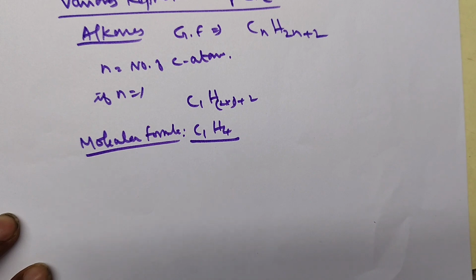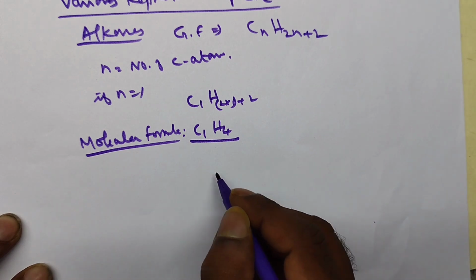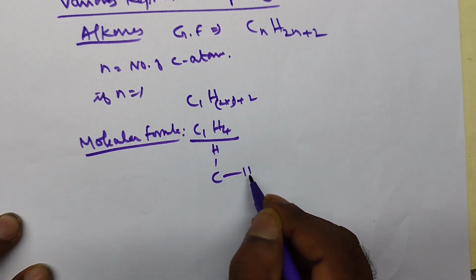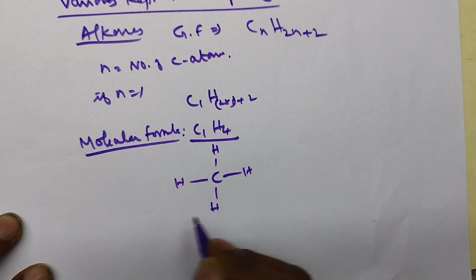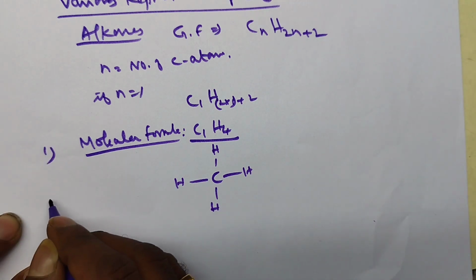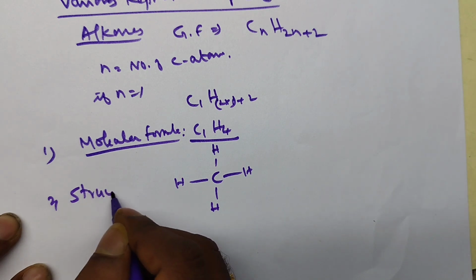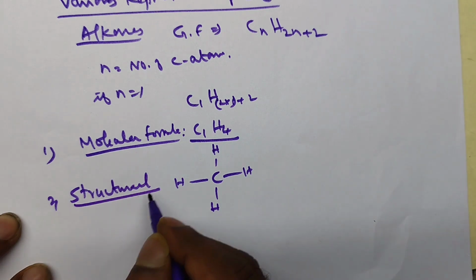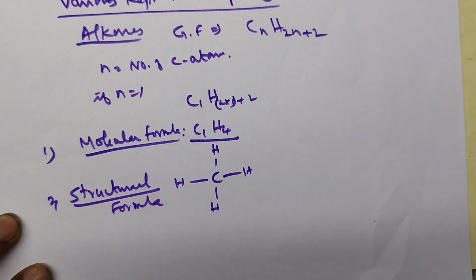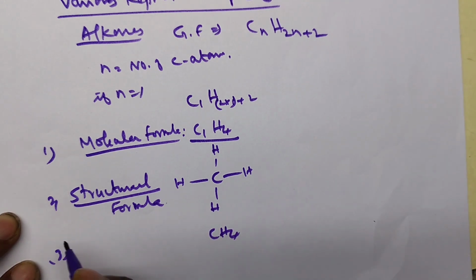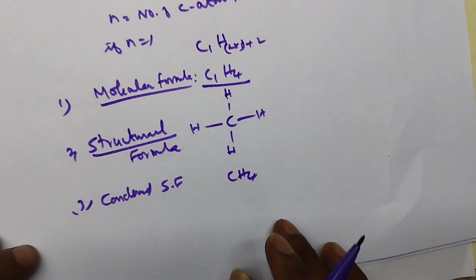The molecular formula tells us the number of atoms, like carbon 1 and hydrogen 4. The same thing, if you write in this manner, we can say it's a structural formula. Suppose you write CH4, then it is a condensed structural formula. And we have to give the IUPAC name for these compounds.